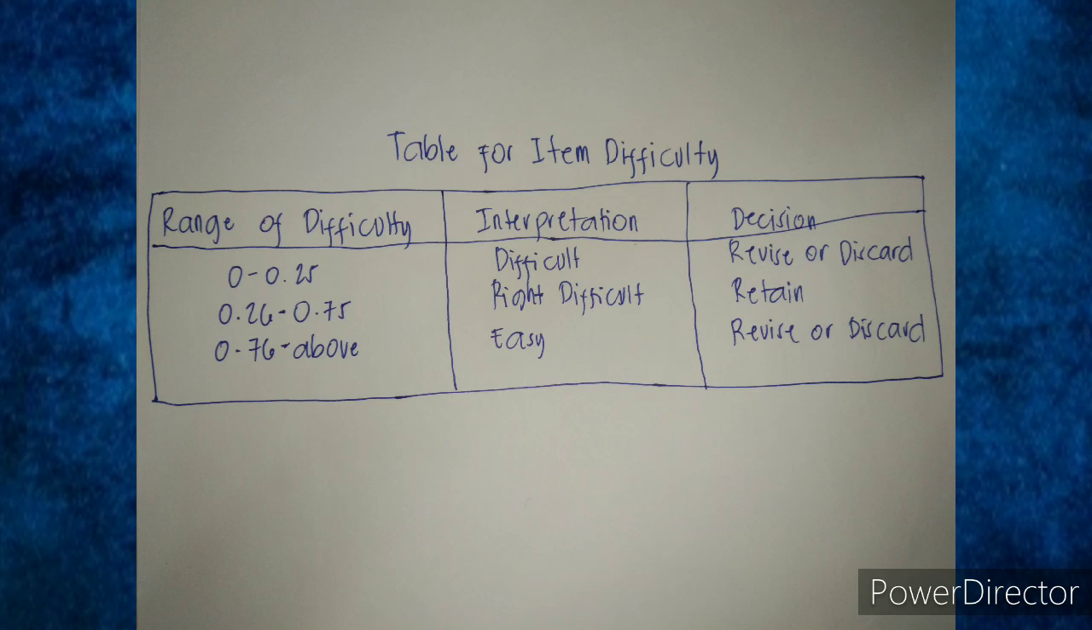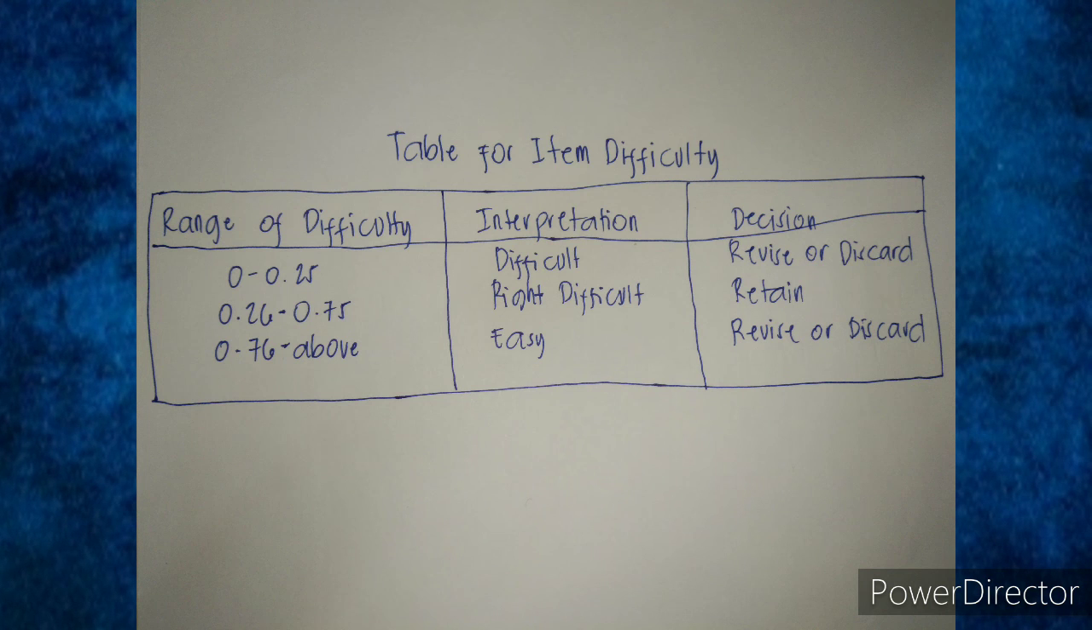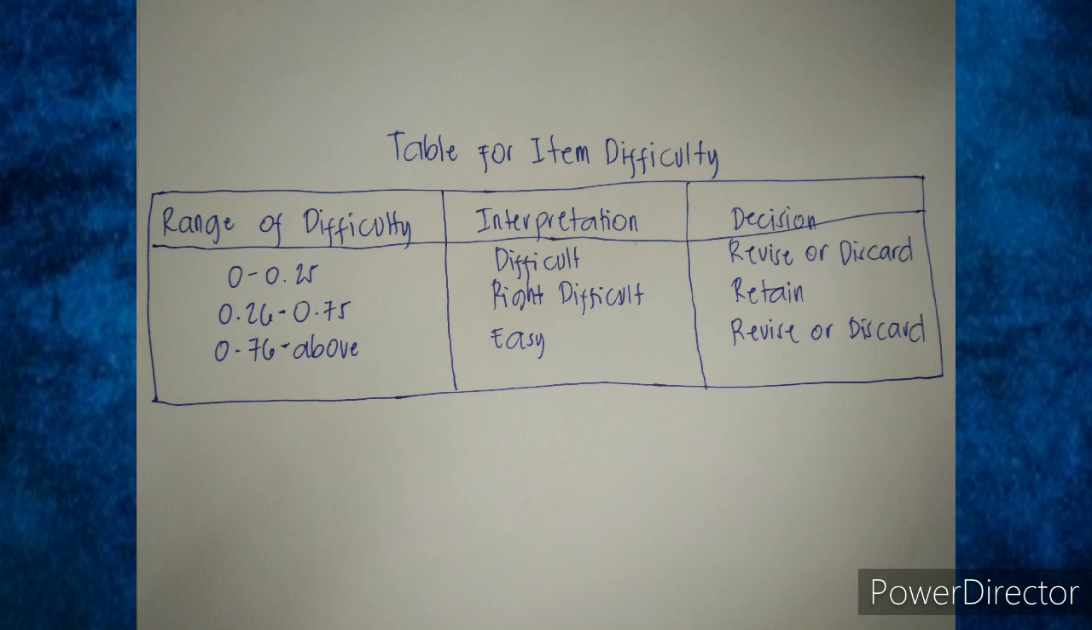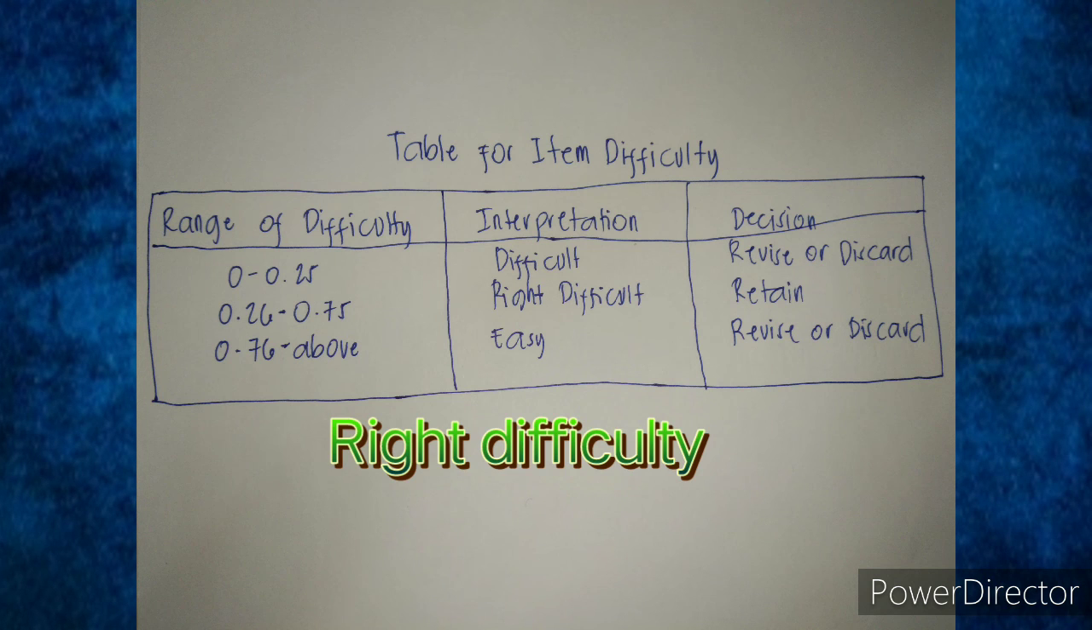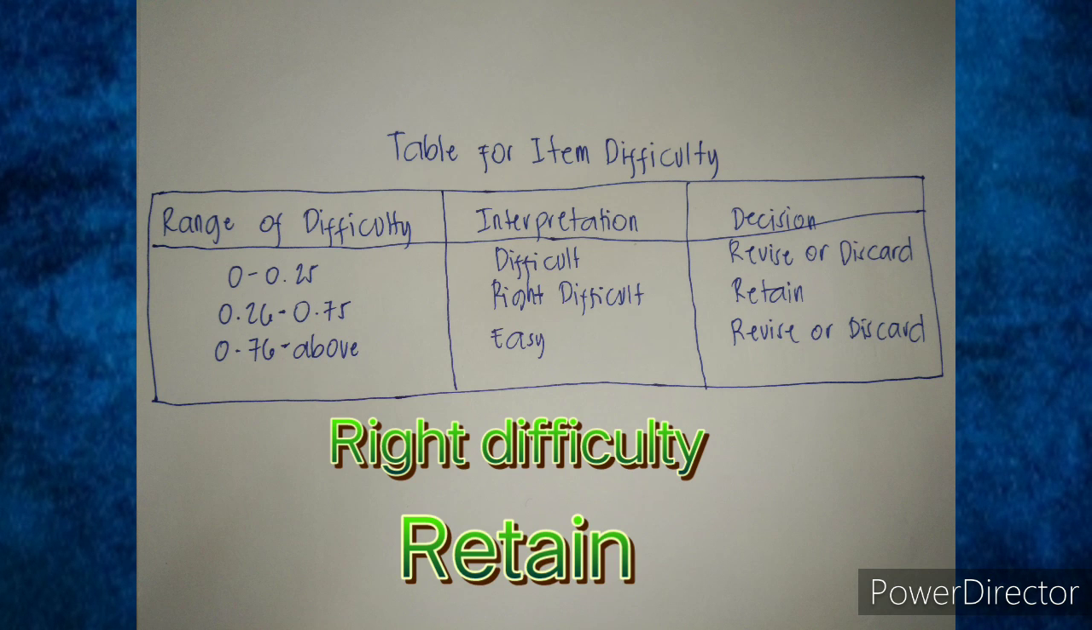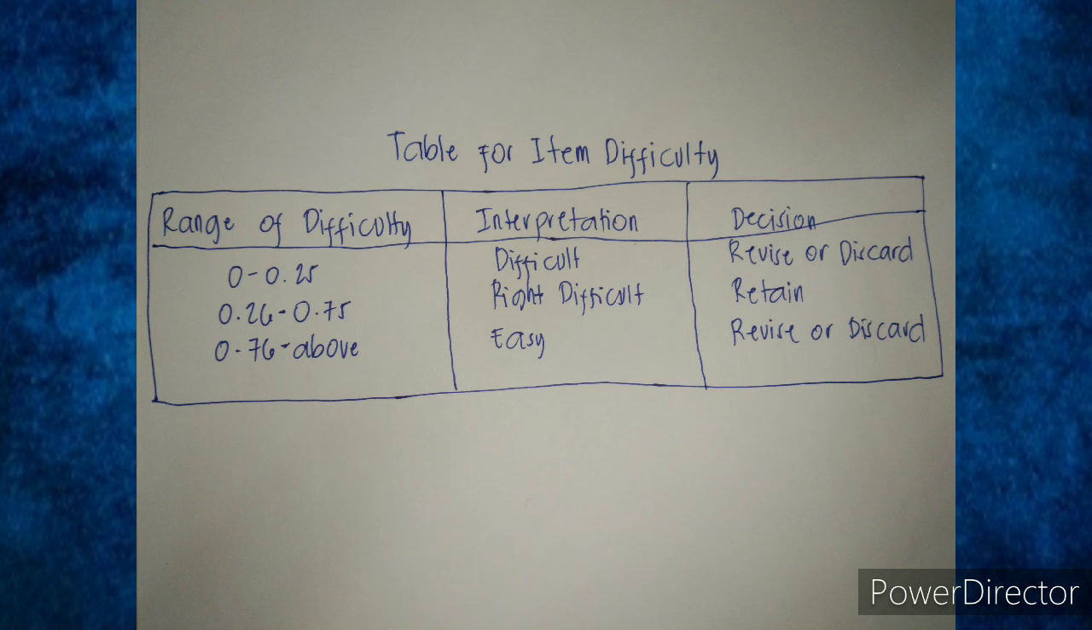For interpretation of results, the following is the arbitrary table for item difficulty. Basing on this table, the item difficulty of test item number 1, which is 0.63, has an interpretation of right difficulty and the decision is retained. So, test item number 1 is retained in the test.